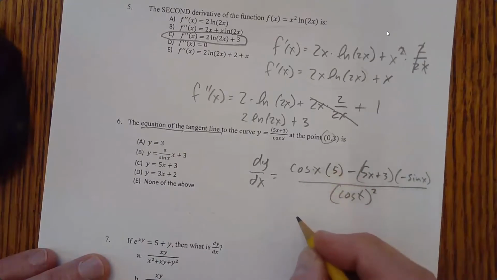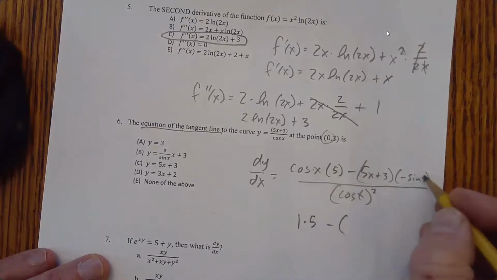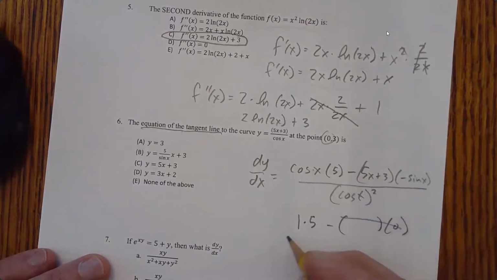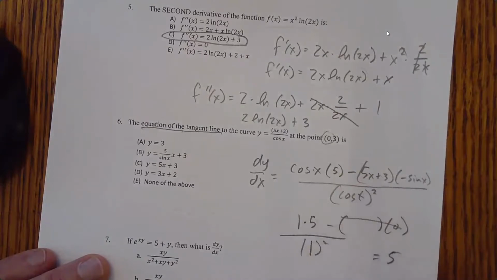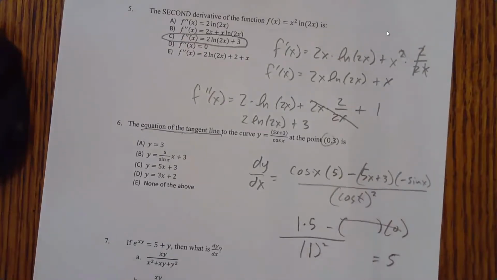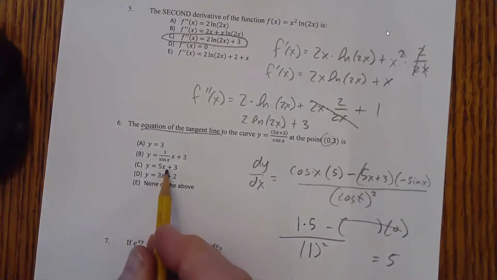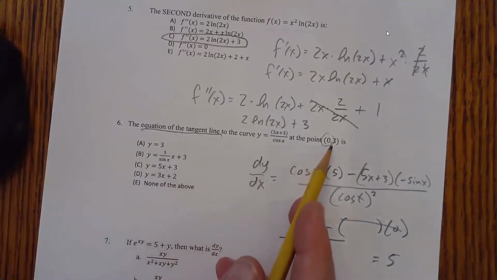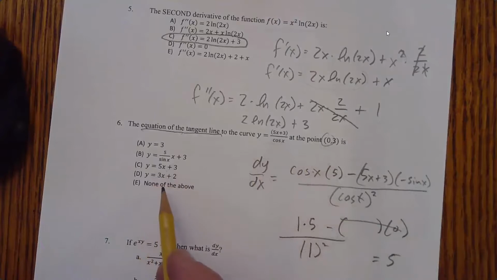So I get cosine of 0, which is 1. Who cares what this is, because it's getting multiplied by sine of 0, which is 0. So that's all going to go to 0. And cosine of 0 again is 1 squared. So this all equals 5. Remember, that's the slope of the tangent line. I notice this one looks possible, but we have to verify that it really is the point. Well, it is my y-intercept, 0, 3. So slope is 5, y-intercept is 3. That is that one.